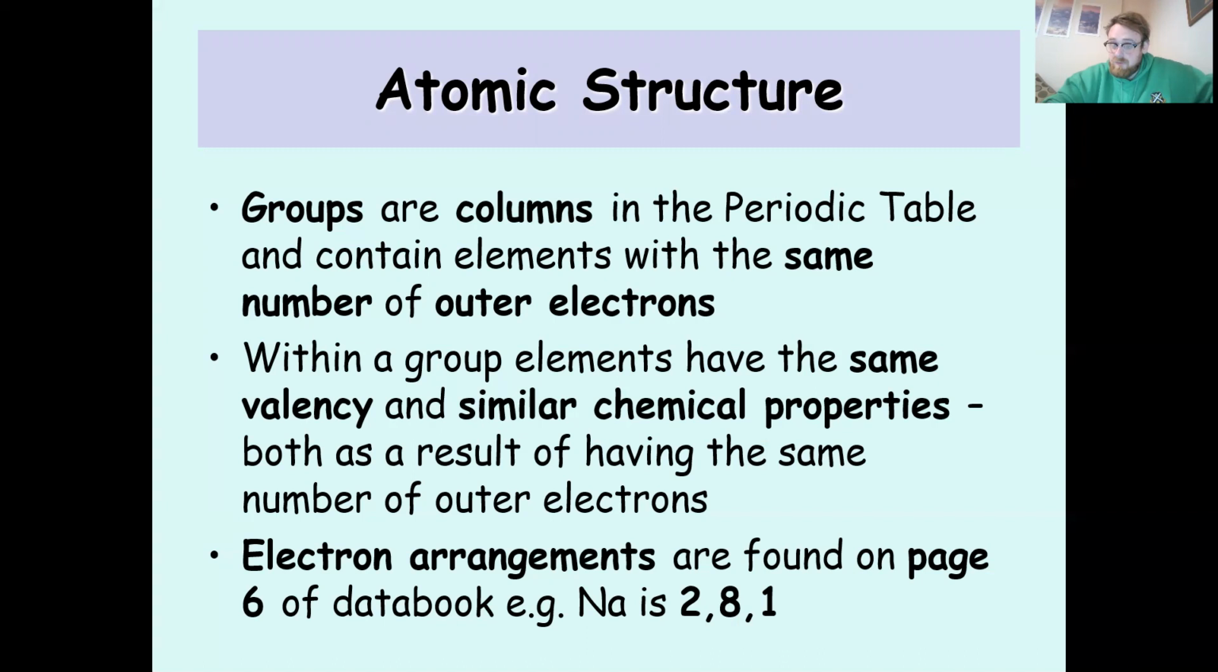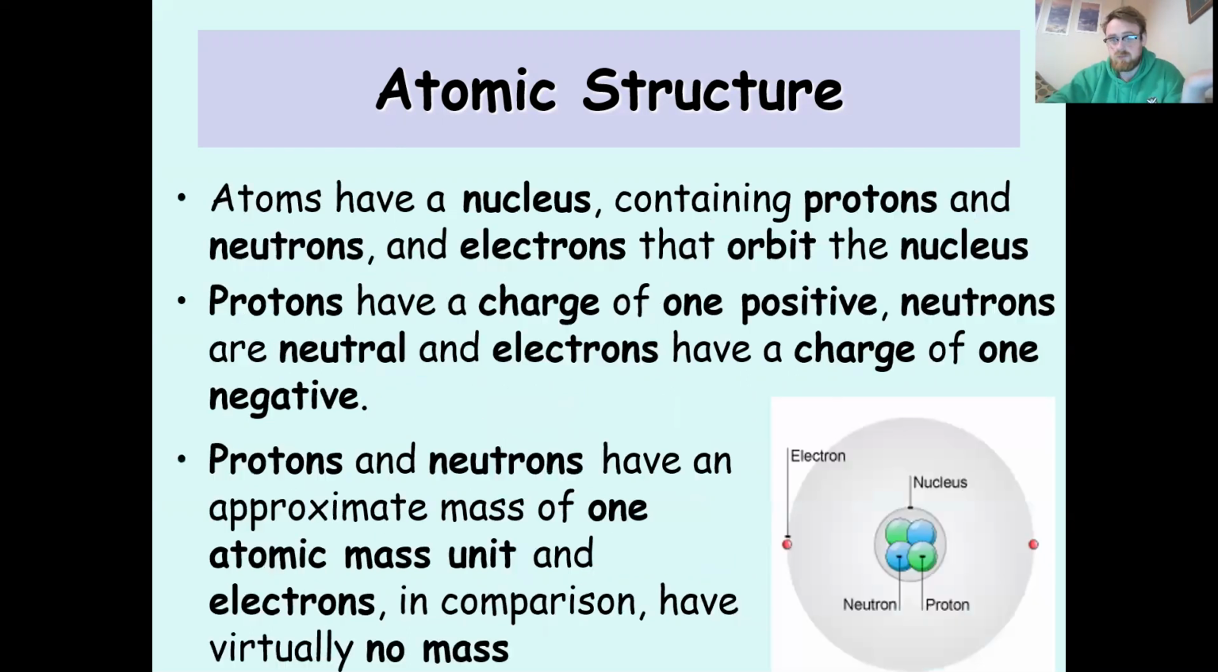Electron arrangements can be found on page 6 of the data booklet. Remember that the first energy level holds 2 electrons, the second energy level holds 8, the third energy level holds 8, and then you don't need to know how many the fourth holds because it will only ever ask you up to element 20. So the biggest number you will see in the fourth one is 2. Remember, it fills up from the bottom. So if it's got 5 electrons, it's going to go 1, 2, 3, 4, 5. So it'll be 2, 3. Simple as that for electron arrangements.